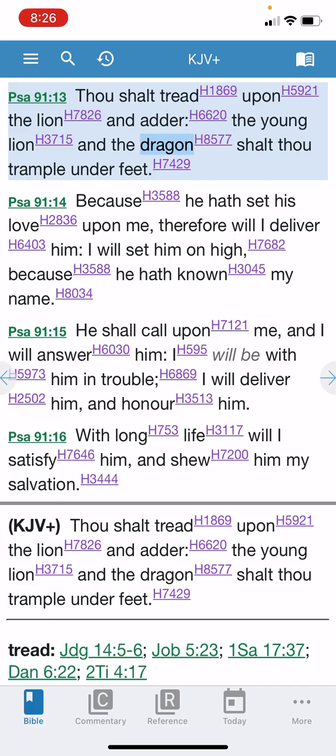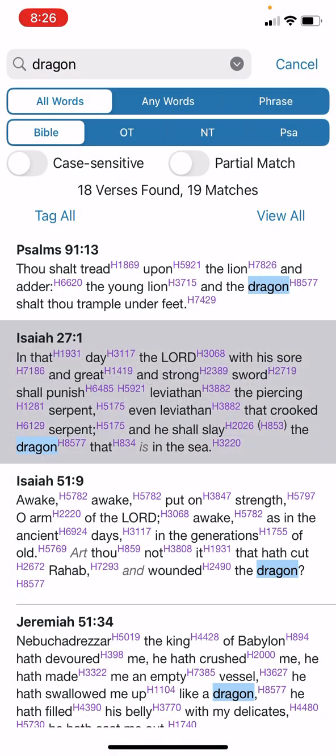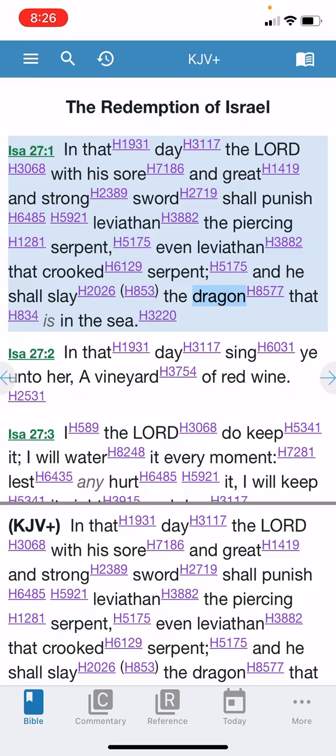Do you hear that? Now, let's go to Isaiah 27:1. In that day, the Lord with his great and strong sword shall punish Leviathan, the piercing serpent, even Leviathan, that crooked serpent, and he shall slay the dragon that is in the sea. Which sea is he talking about? The primordial sea. He slayed the dragon, right? Which is Tiamat, the chaotic sea monster, right? Leviathan.